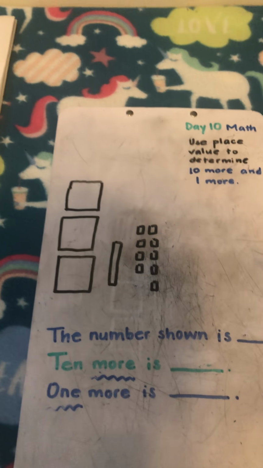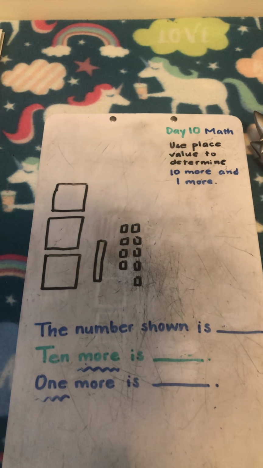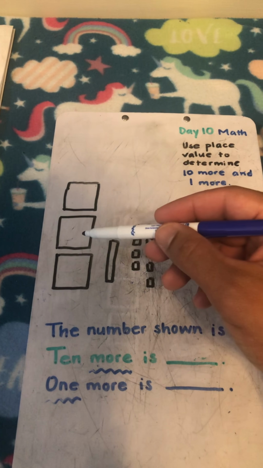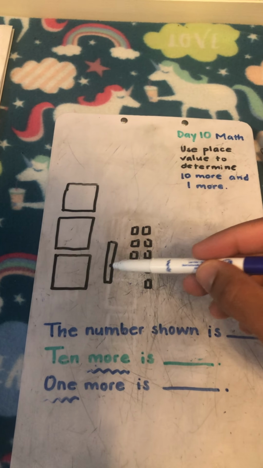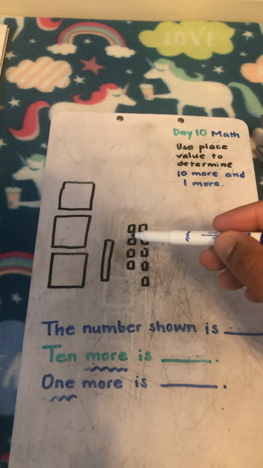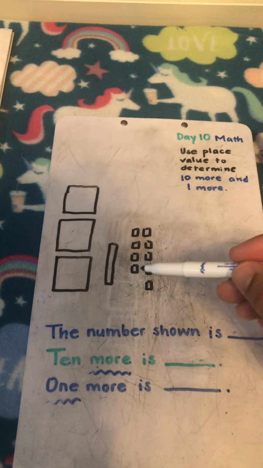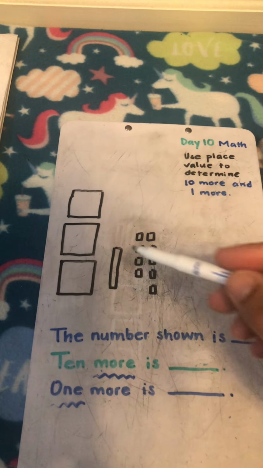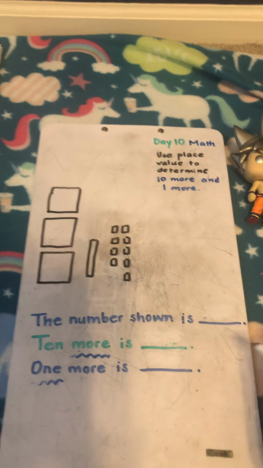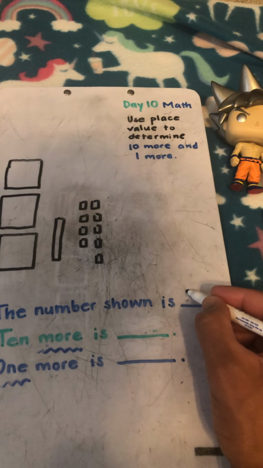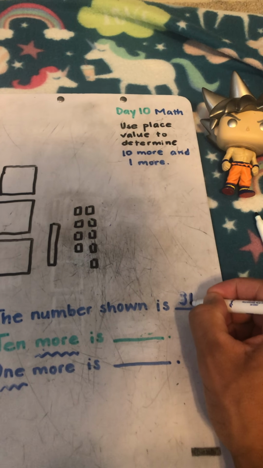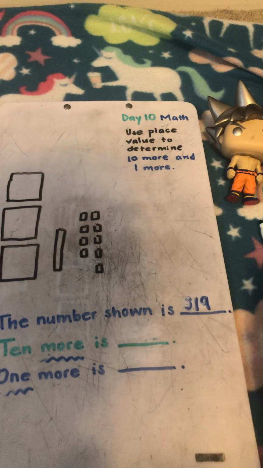All right, so let's determine first what's our starting value here, correct? I have 3 of those hundreds, 110, and in this case I have 9 ones. 2, 4, 6, 8, 9. So 300, 10, and 9. Our starting number is going to be 319. Okay.